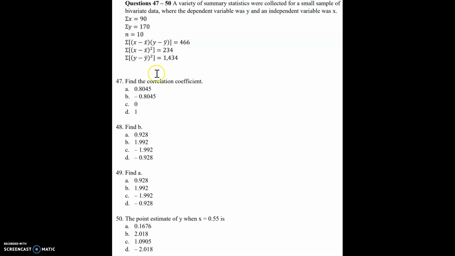Question 50. Given this information right here, answer this question. The point estimate of y when x is equal to 0.55 is what? Well, what we need is a regression equation. So I need my value for A and for B.